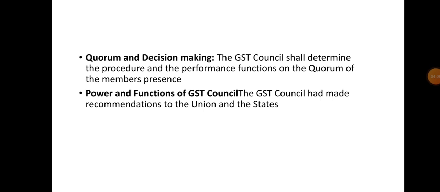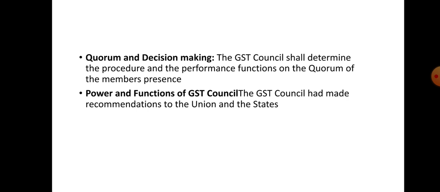Next is about the quorum and the decision making at the GST Council meeting. Here the decisions of the GST Council are made by a 3/4 majority of the votes cast. The center has 1/3 of the voting rights and each state has 1 vote, while the states together have 2/3 of the votes. For a valid meeting of the members of the GST Council, a minimum of 50% of the total number of members should be present in the meeting.